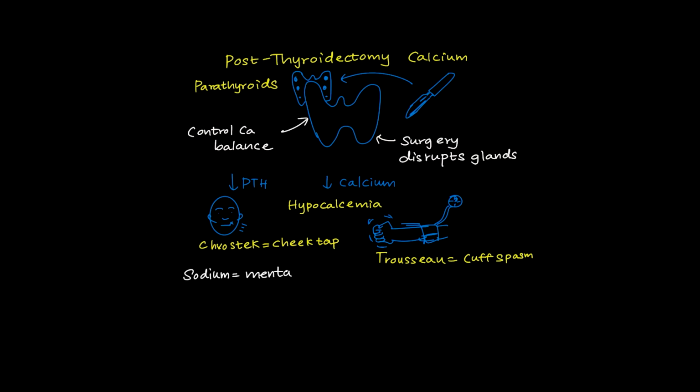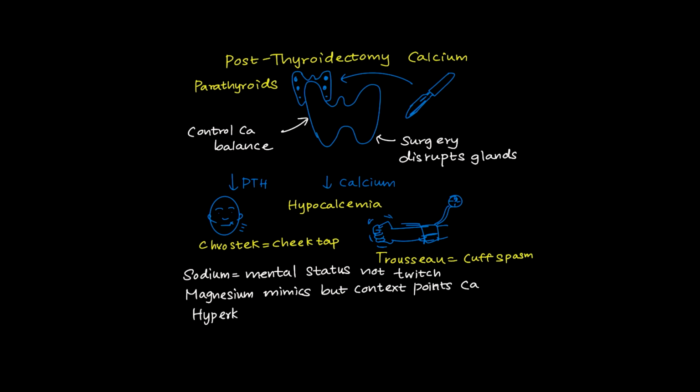Option A is wrong, because sodium imbalances cause seizures, confusion, and mental status changes rather than focal neuromuscular tetany. Option B is close, because magnesium imbalance can mimic hypocalcemia, but the specific thyroidectomy context points directly at the parathyroid glands and their calcium control pathway. Option D is wrong because hyperkalemia causes muscle weakness and cardiac arrhythmias, not twitching or spasms, since high potassium depresses rather than excites neuromuscular junctions.